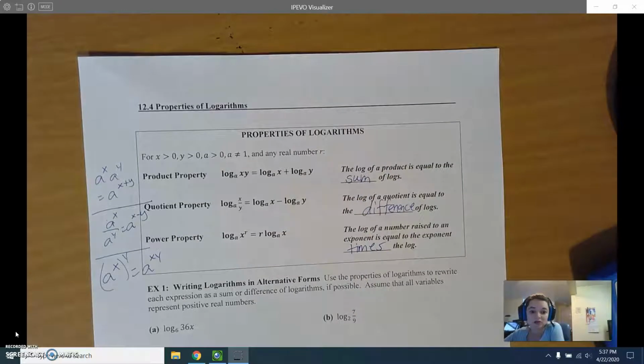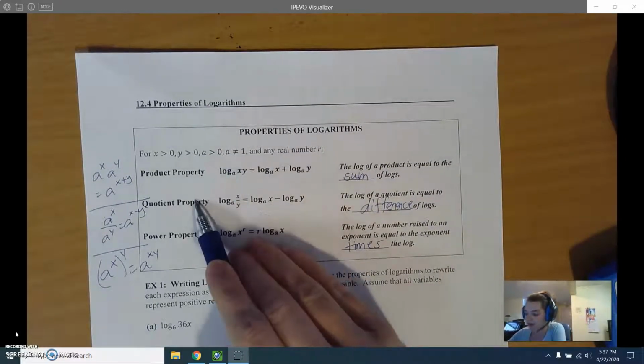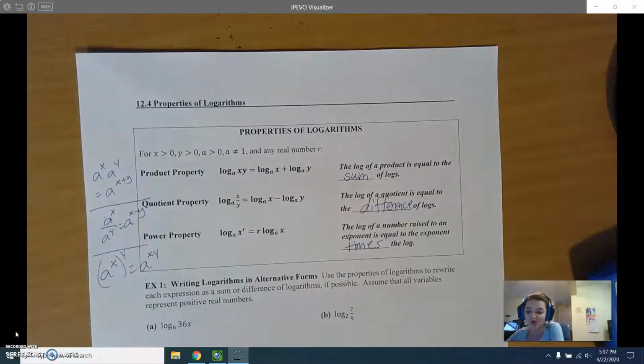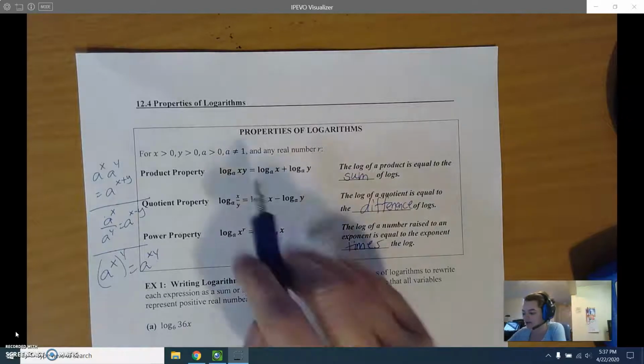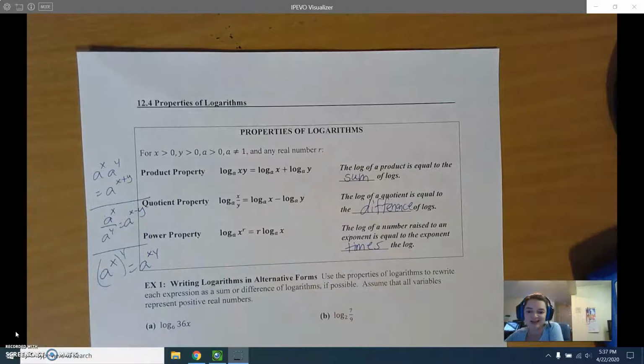Okay? You'll notice that we only have a product property, quotient property, and a power property. We do not have an addition or subtraction property, okay? So if you have addition or subtraction inside your logarithms, tough luck. You can't do a whole lot with that unless you can make them into multiplication or division somehow. Like if you could factor them or something like that. Okay? So let's do a few.